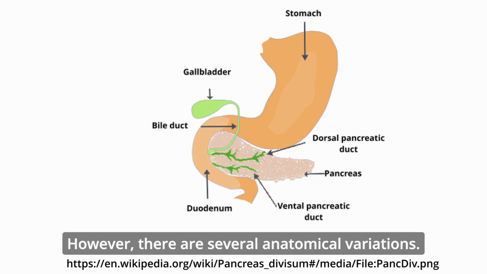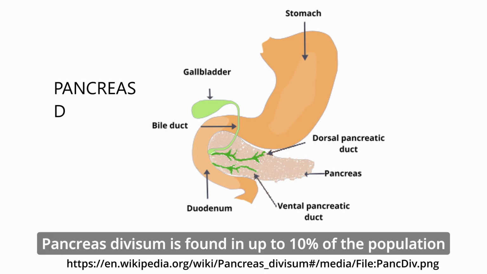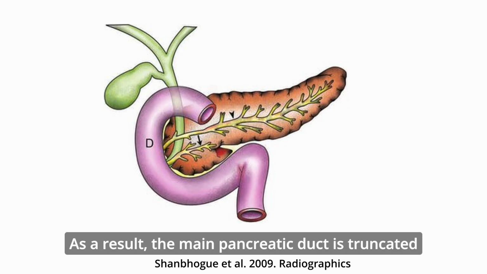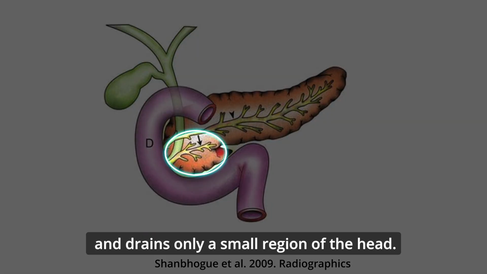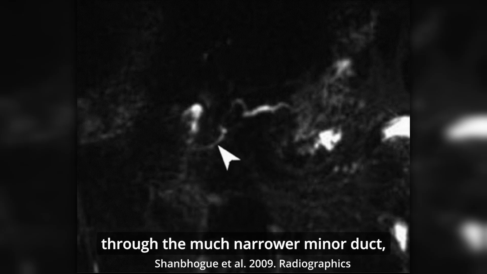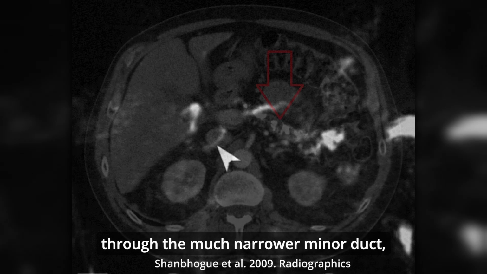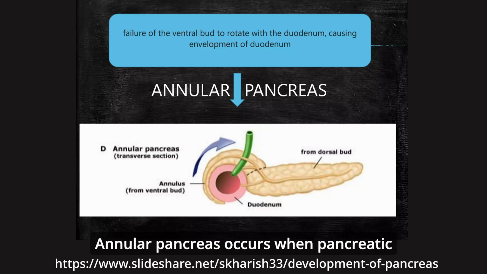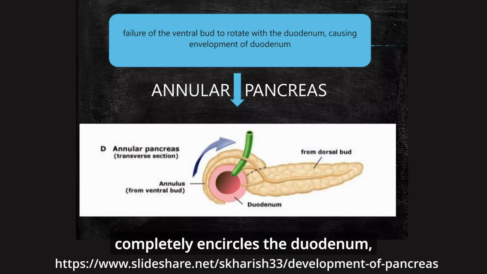Secretions from the entire pancreas exit through what was originally the ventral duct. However, there are several anatomical variations. Pancreas divisum is found in up to 10% of the population and occurs when the fetal ducts fail to fuse. As a result, the main pancreatic duct is truncated and drains only a small region of the head. The rest of the pancreas is forced to drain through the much narrower minor duct, which increases the risk of chronic pancreatitis. Annular pancreas occurs when pancreatic tissue completely encircles the duodenum, resulting in bowel obstruction.